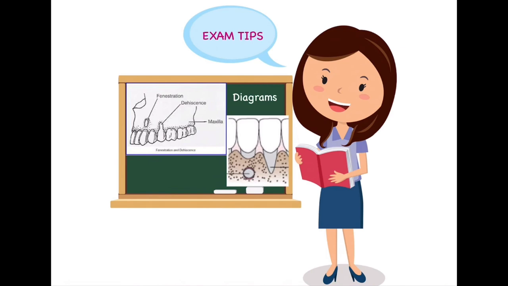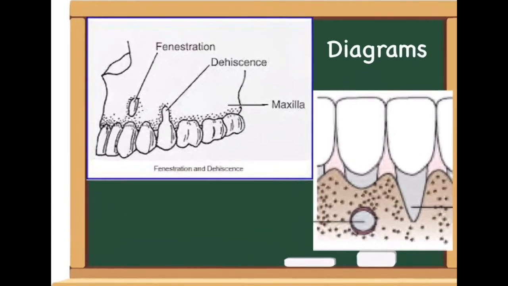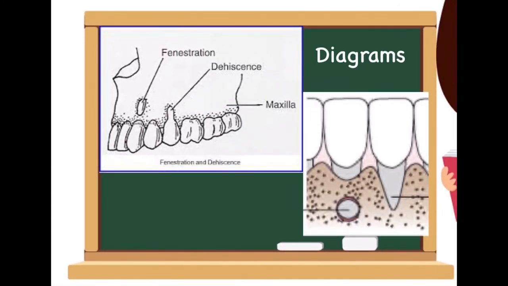So in this section, I'll be talking about 2 diagrams which you can easily draw in your paper, right? So this is the first diagram, right? This is the maxilla, and this is showing fenestration as well as dehiscence in a single diagram. Very easy to draw, and it can fetch you some additional marks. So take a note of it and try to draw this diagram.